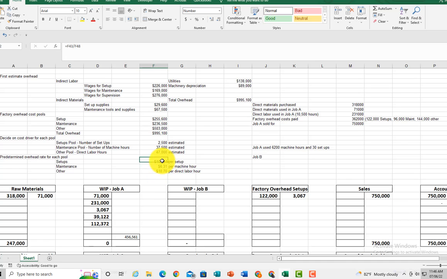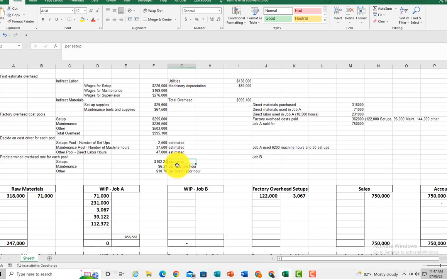So setups are going to be the total cost of the setups cost pool divided by the estimated number of setups. 102.24, we do the same thing. Maintenance divided by the number of machine hours, $6.31 per machine hour, and then $10.70 per direct labor hour for the other, 503 divided by 47,000.